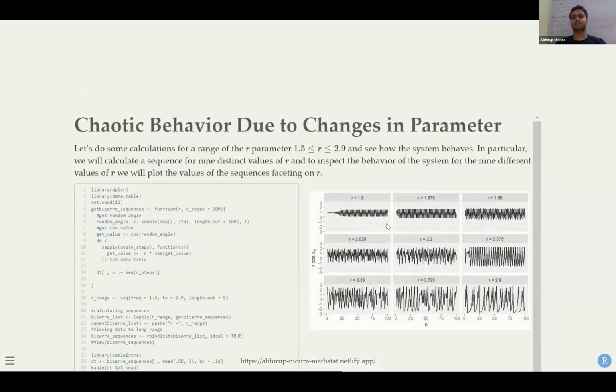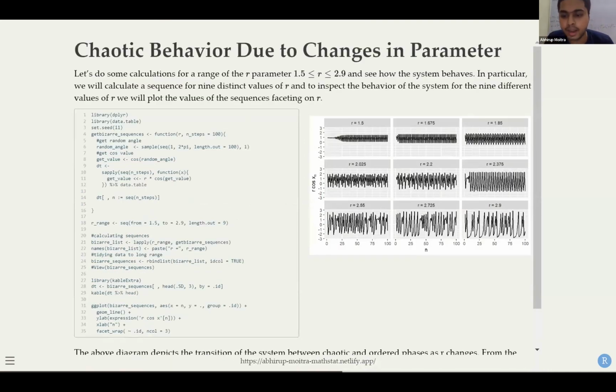So let's spice things up and add a free parameter. We have an angle, so let's add a parameter, namely x n plus 1 equals r cos x n. We calculate over a range of the r parameter, from 1.5 to 2.9, and see how the system behaves. In particular, we calculated a sequence for 9 distinct values of r.